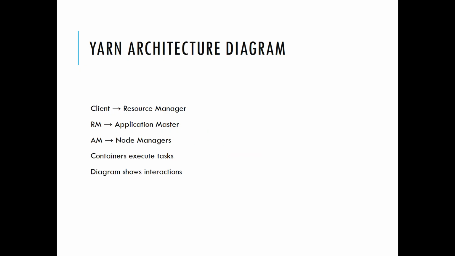This diagram visually summarizes the interaction between all the components we've just discussed. The client submits an application to the Resource Manager. The RM then works with the Node Manager to launch the application master for that job. The application master, in turn, registers with and negotiates resources from the RM.